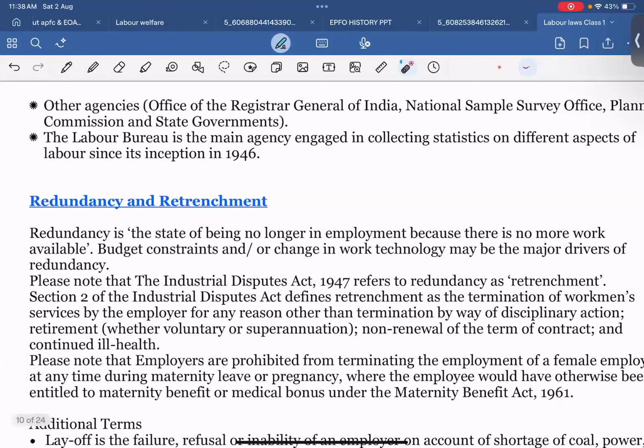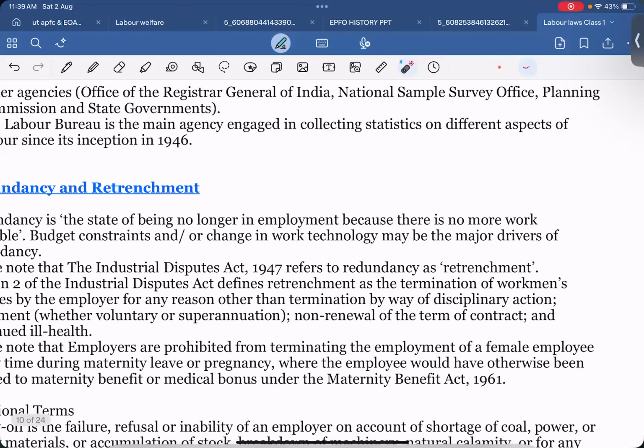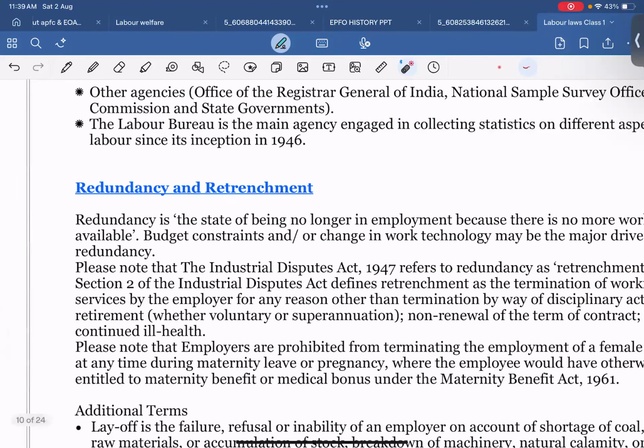So now please note that the Industrial Disputes Act 1947 refers to redundancy as retrenchment. Same things, these are similar things. Redundancy is named as retrenchment under the Industrial Disputes Act 1947.